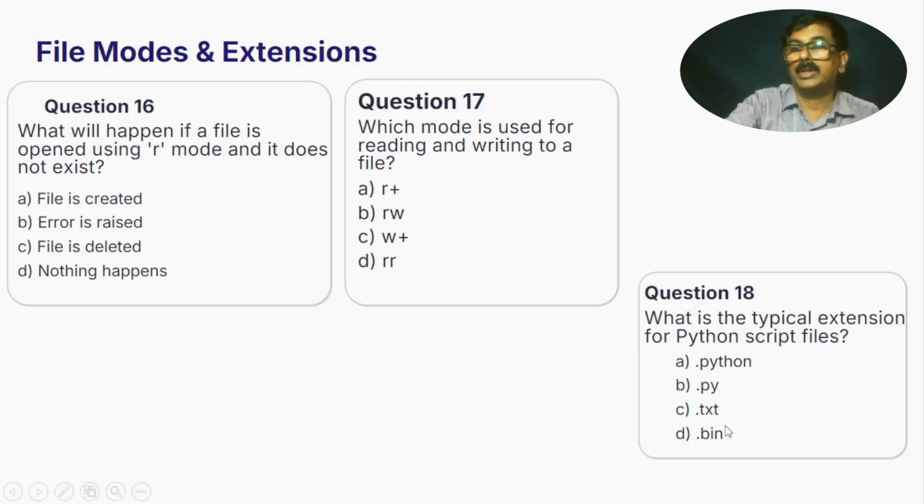Next question 18. What is the typical extension for a Python script file? .python, .py, .txt, .bin. That is, .py is the Python extension. This is for the text file and this is for the binary file. It's not .python. The extension name must be within 3 or 4 characters. Only for Java and HTML there will be 4, but for all other things like C, C++, even Python, it will be maximum 3, but for Python only 2.